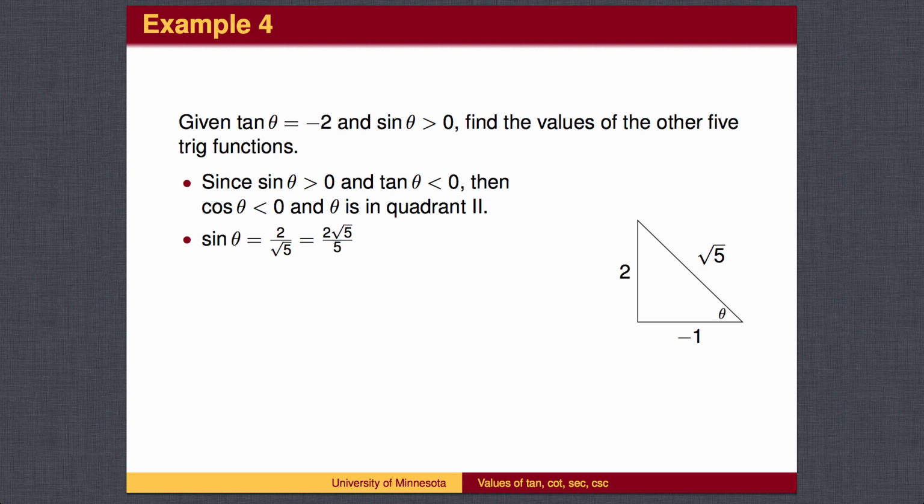And once we've drawn the triangle, we can then read off the values of sine and cosine from the geometric definition. The sine value will be the opposite over the hypotenuse, and the cosine value will be the adjacent over the hypotenuse. From here, we can take reciprocals to find the cotangent, the secant, and the cosecant.